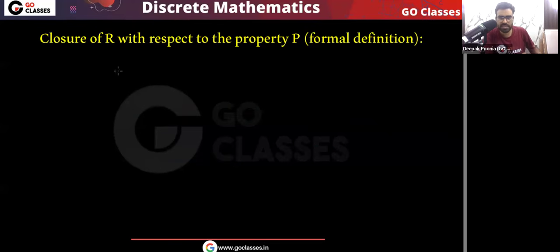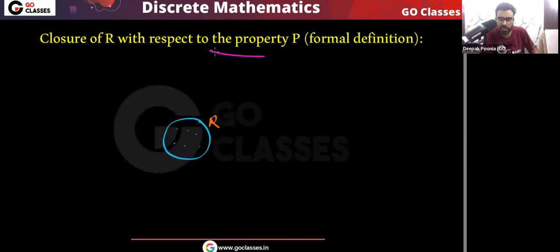Now let's understand this formal definition. So we have this relation R. Let me make this box, this circle. So this is R. These are the elements, meaning every element is an ordered pair, that we already know. Now remember, this relation R may or may not satisfy property P, that we already know.